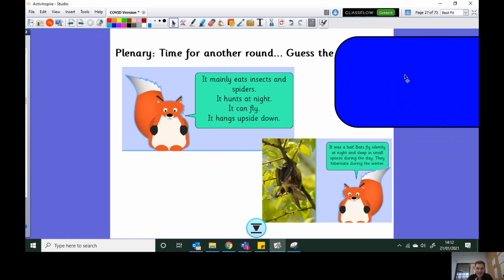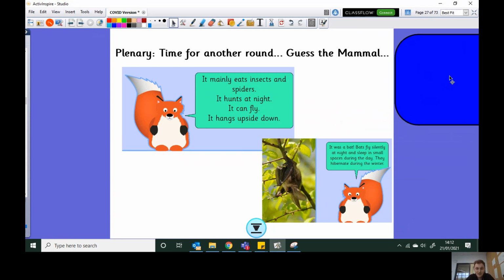It's a bat. So a bat is a type of mammal because it has fur, it has a backbone, it gives birth to live young. And it says that bats fly silently at night and sleep in small spaces during the day. They hibernate during the winter. That's another lovely keyword there, hibernate. Do you know what that means? Excellent. It means that they sleep a lot of the time during the winter. They hide themselves away in the winter months and come back out in summer months.